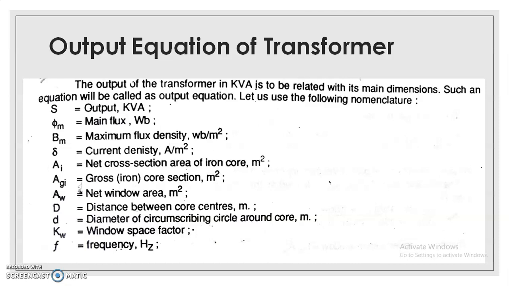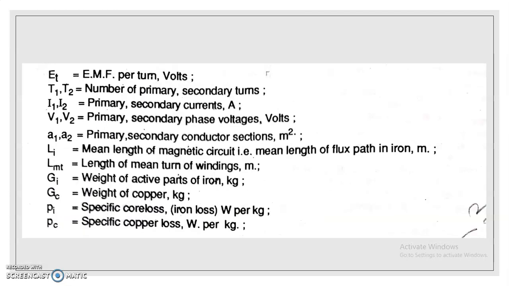Capital D is the distance between the core centers in meter. Small d is the diameter of the circumscribing circle around the core in meter. Kw is the window space factor. F is the frequency in hertz. Et is the EMF per turn in volts. T1 and T2 are the number of turns of primary and secondary respectively.